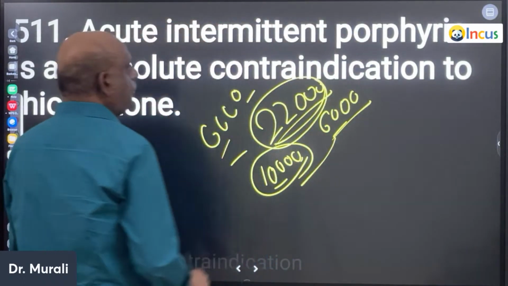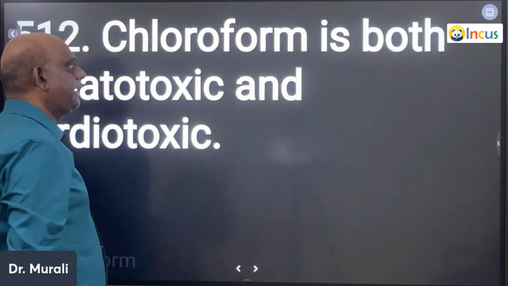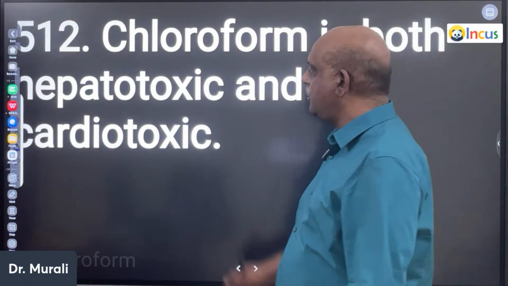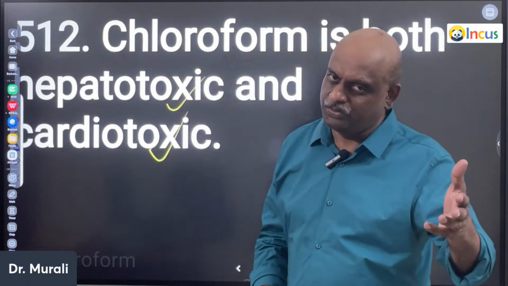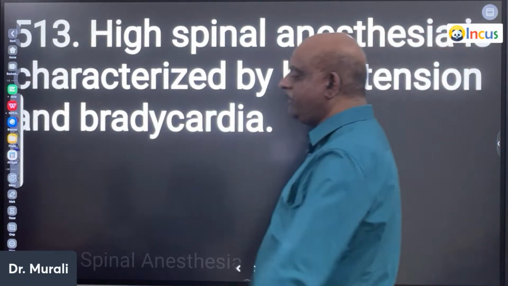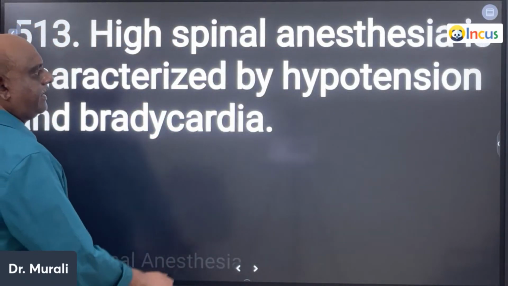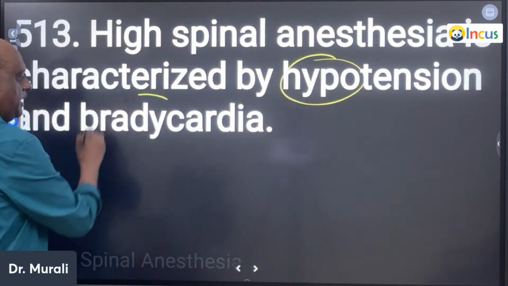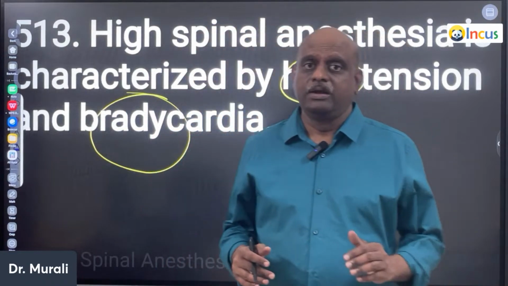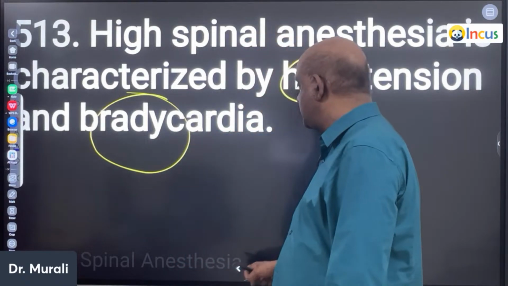So now, thiopentone: acute intermittent porphyria is where it is contraindicated. Chloroform is not only hepatotoxic, chloroform is also cardiotoxic. Now, whenever you give spinal anesthesia at a higher level, high spinal anesthesia is characterized by 2 complications: one is hypotension, second is bradycardia. That's the reason we need to be doubly careful, especially in children. We should not go for a high spinal anesthesia because these are the 2 common complications.